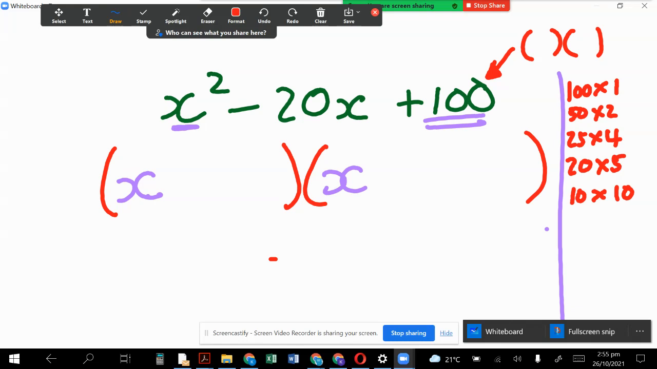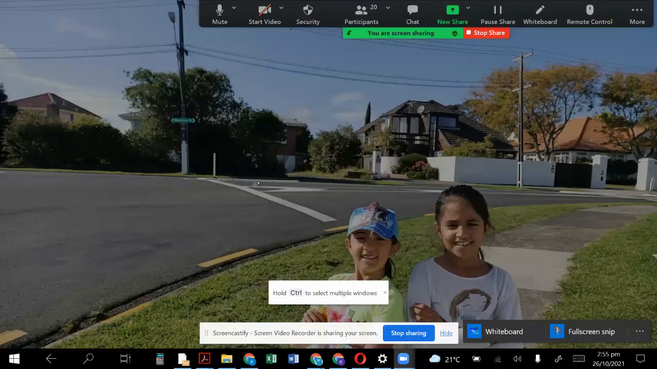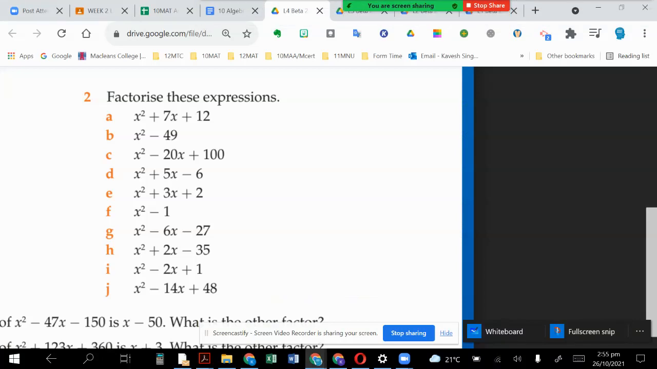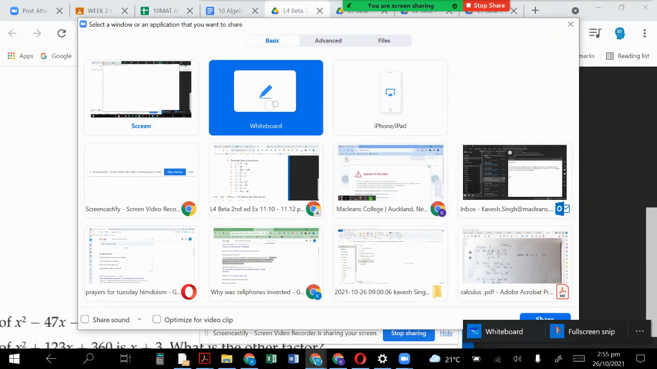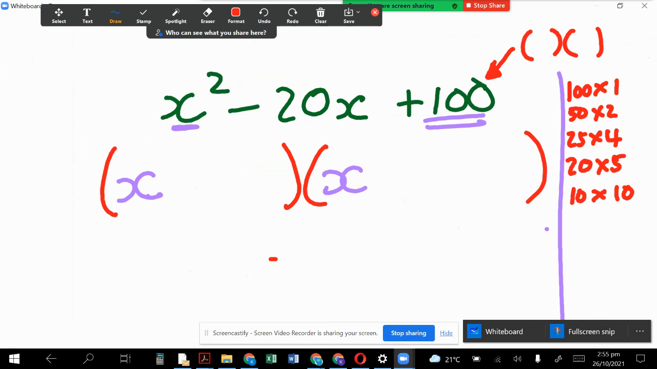Okay, now we need to get the middle term to become negative 20. Just double check this quickly. That is the correct question. Factorize these expressions, x squared minus 20x plus 100. Yep, that's good. So we need to make sure that the difference between these numbers will become 20, and they must multiply to get 100.